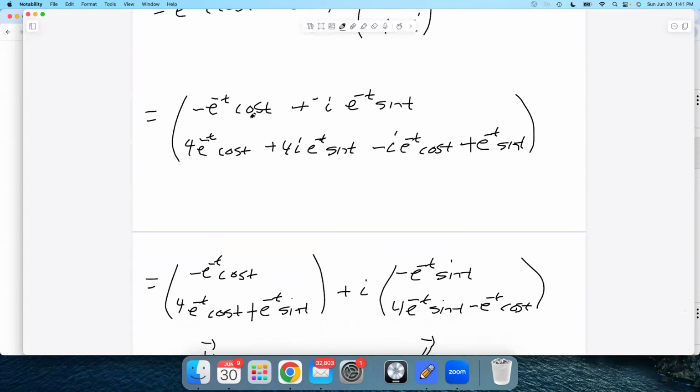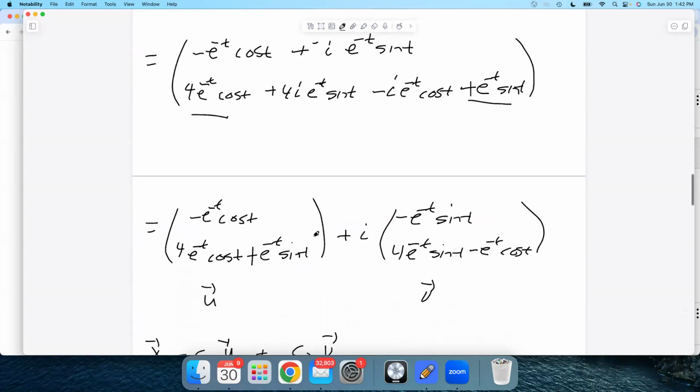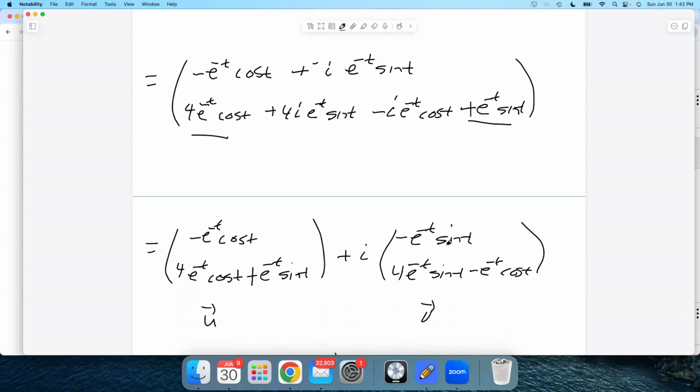Now, anybody that has all real stuff, no i's whatsoever, we squish over on the left. So on the top, this is my real part. Everybody else has an i. On the bottom, my real part will be that guy plus that guy. These two have i's. And then separate out all my i's. Yeah, I've got my negative there. So on top, here is my imaginary part, and on the bottom, this will be my imaginary part.